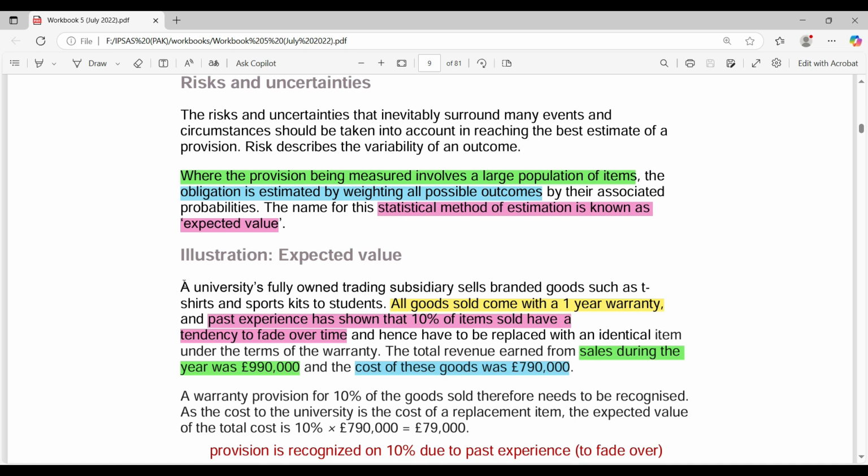Where the provisions being measured involve large populations of items, the obligation is estimated by weighting all possible outcomes by their associated probabilities. The name of this statistical method of estimation is expected value.